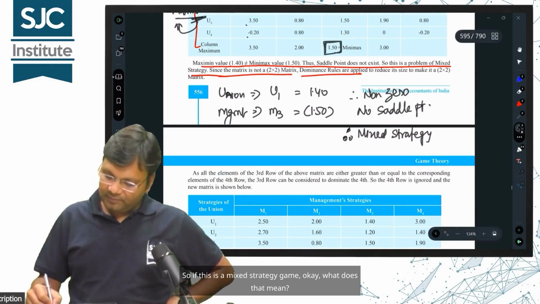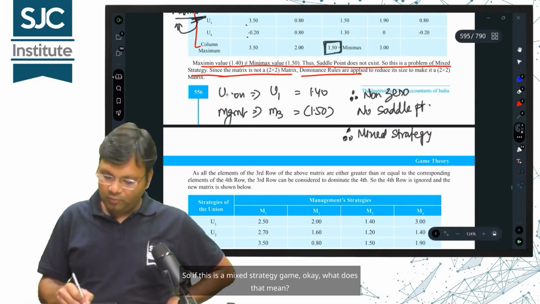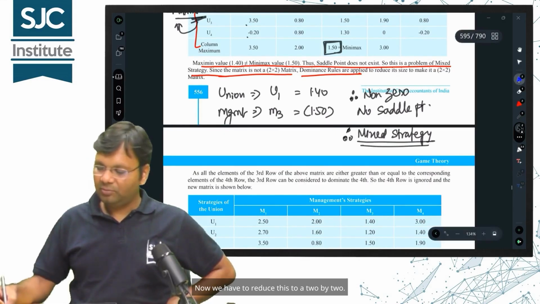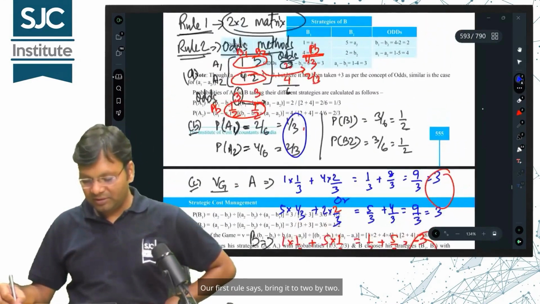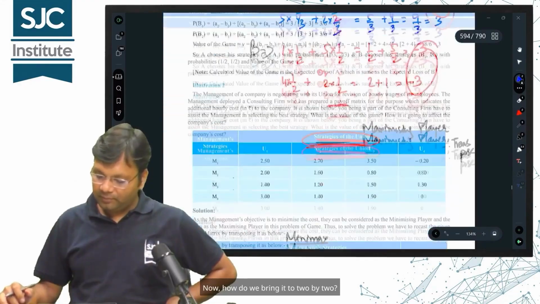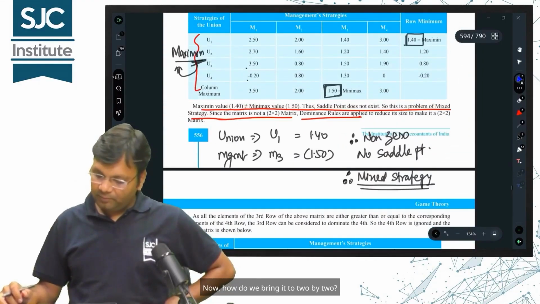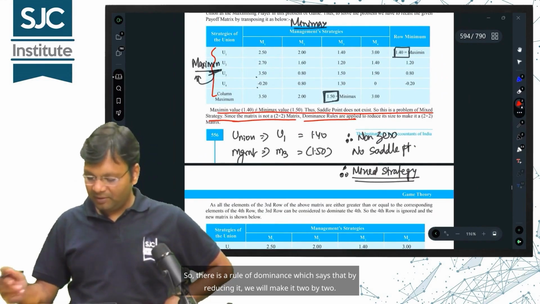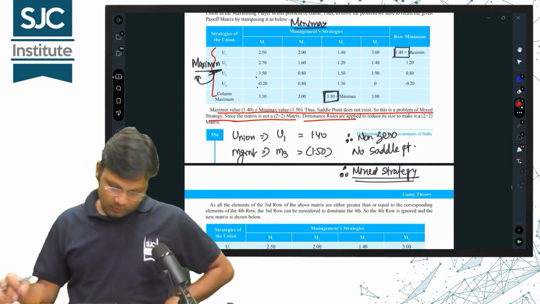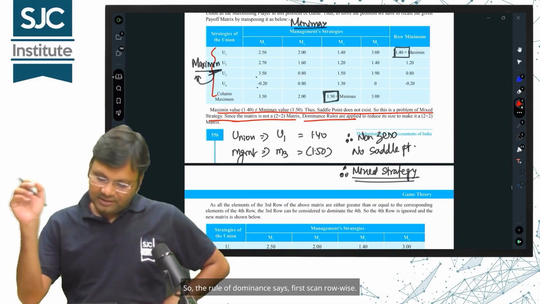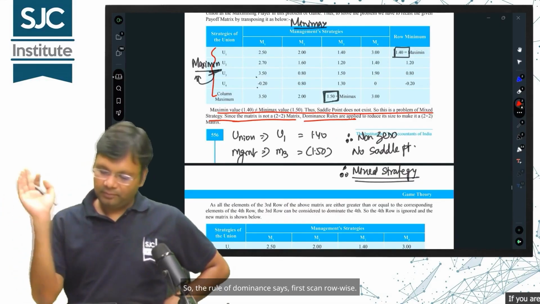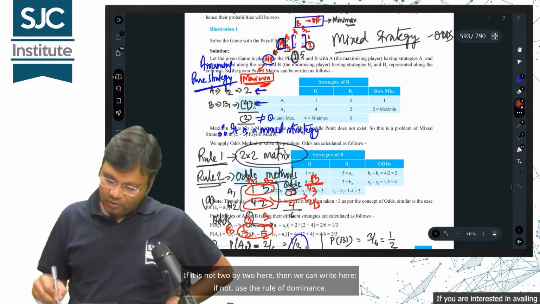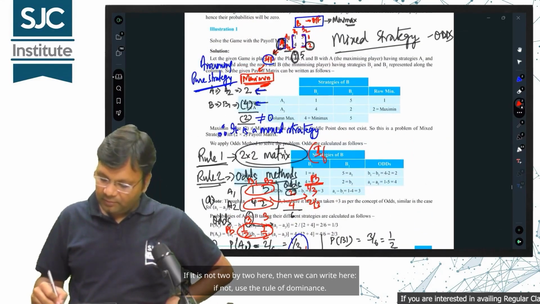So if this is a mixed strategy game, okay, what does that mean? Now we have to reduce this to a 2 by 2. Our first rule says bring it to 2 by 2. Now, how do we bring it to 2 by 2? So, there is a rule of dominance which says that by reducing it, we will make it 2 by 2. So, the rule of dominance says first scan the rows. If it is not 2 by 2 here, then we can write here: if not, use the rule of dominance.